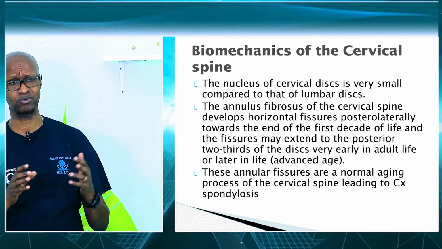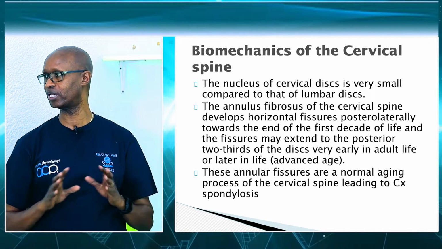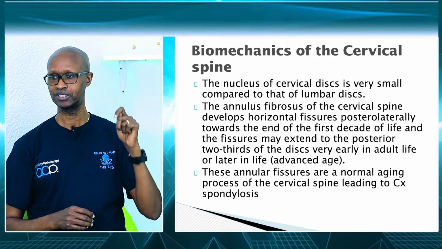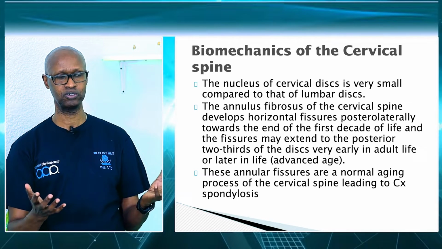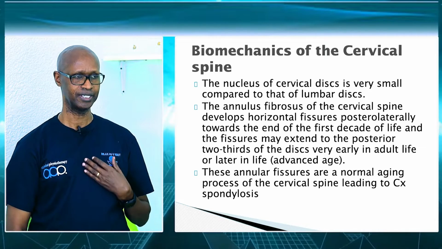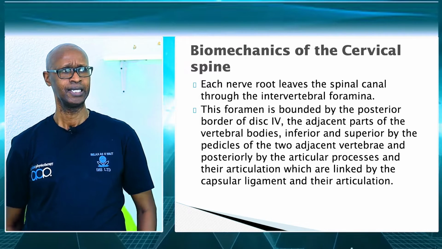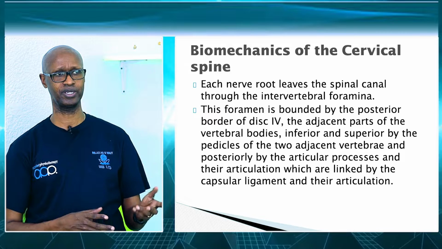We see this at around 25 years. You start already without any injury. That's how the advanced age changes at the level of the spine start. So these annular fissures are usually normal in the aging process, leading sometimes to a condition called cervical spondylosis. And each nerve root leaves the spinal cord through the foramen.